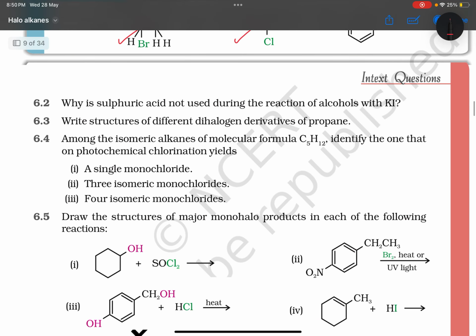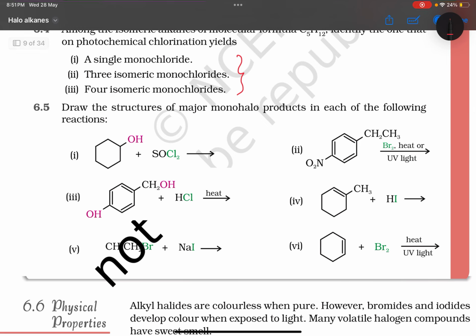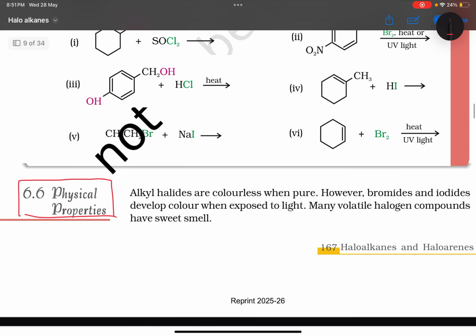Why is sulfuric acid not used during the reaction of alcohols with KI? Why do you use only, what you say, HCl? Why is sulfuric acid not used during the reaction of alcohols with KI? This is the first question. We will discuss all these questions. Write structures of different dihalogen derivatives of propane. Among the isomeric alkanes of molecular formula C5H12, identify the one with photochemical monochlorination. These are the three questions and some more questions are here. Before going to physical properties, we will discuss all these questions. That will be in lecture 3. This is lecture 2. We'll do that in lecture 3, only these questions. Then lecture 4, we'll go with physical properties. Thank you.